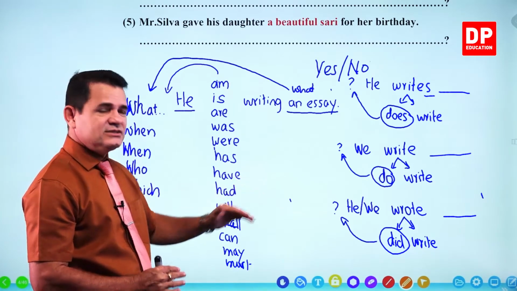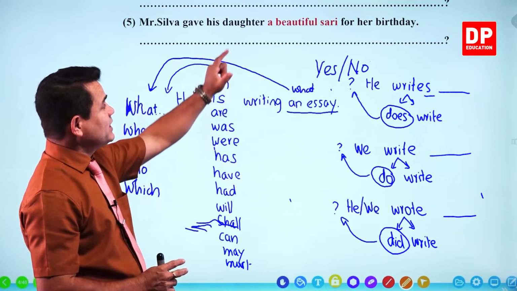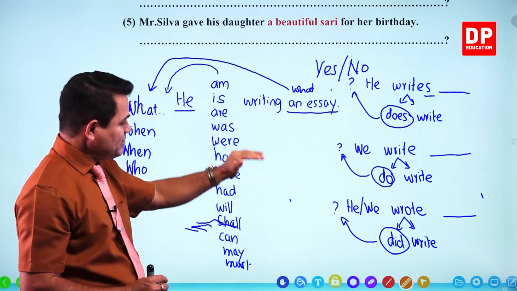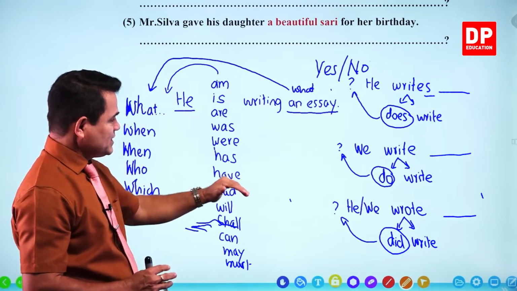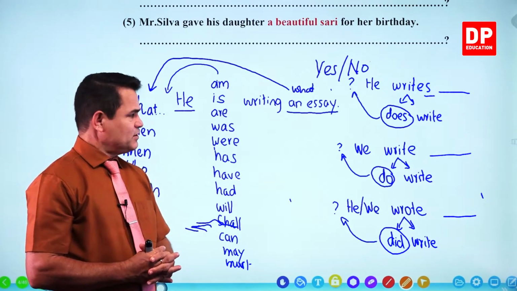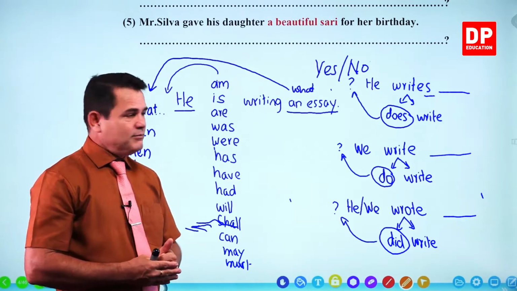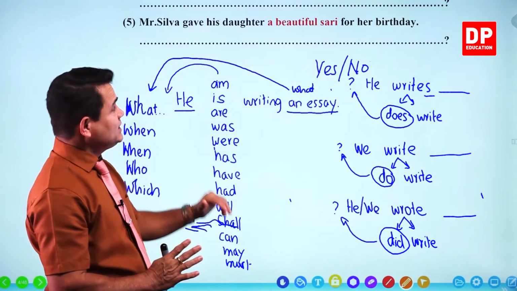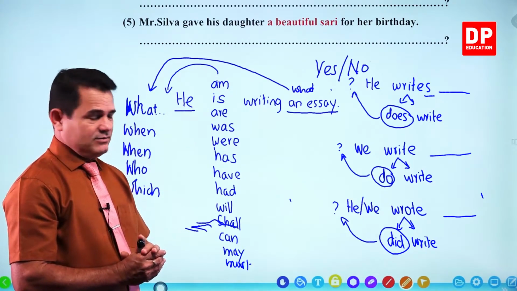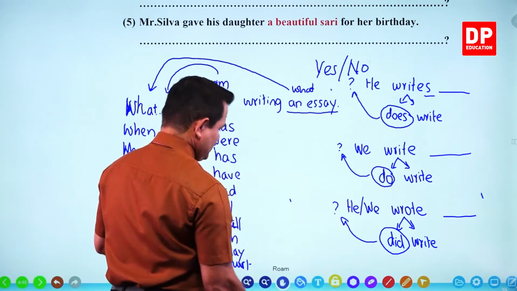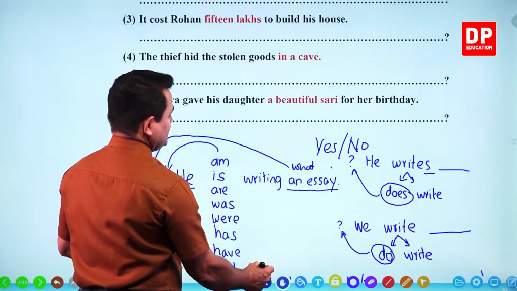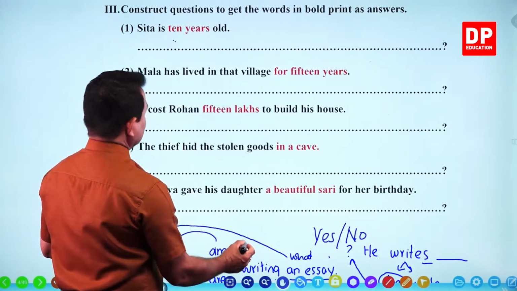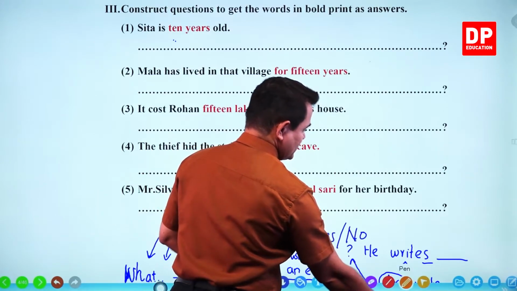Now, if you have this knowledge, I am sure that you can turn or form questions for all these things. Let's see, then, with this knowledge. I explained this in an earlier video, and I gave a small reminder so you can refresh it. So with this knowledge, let's try to do the activity. Just have a look at this one.